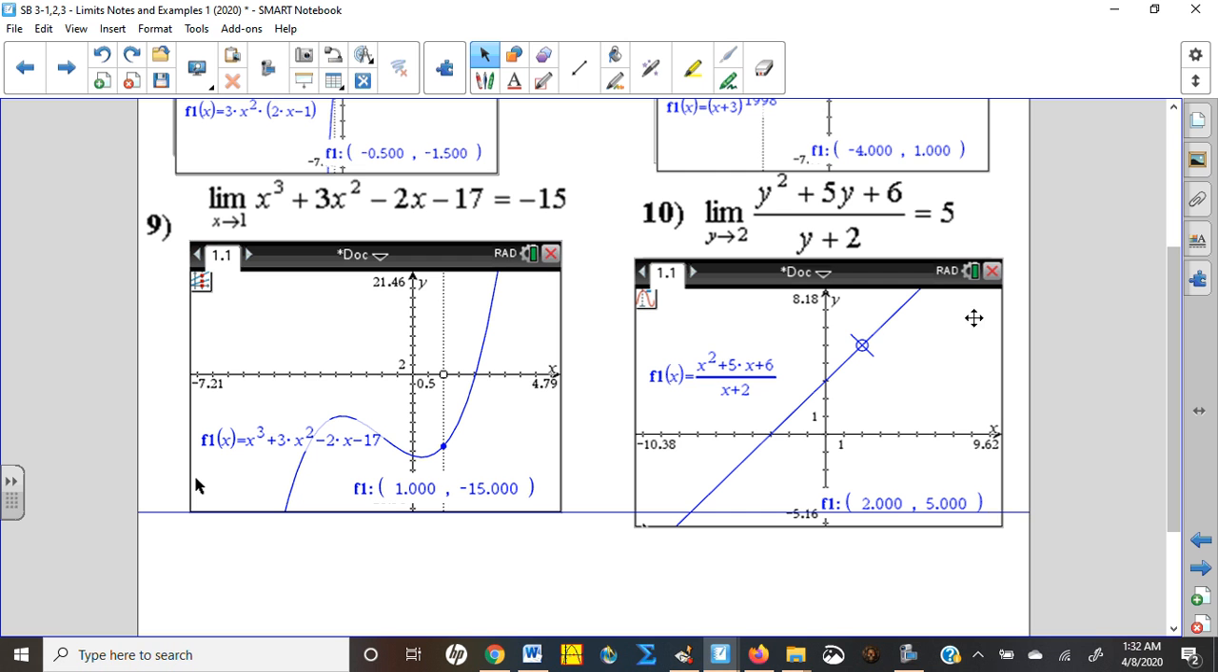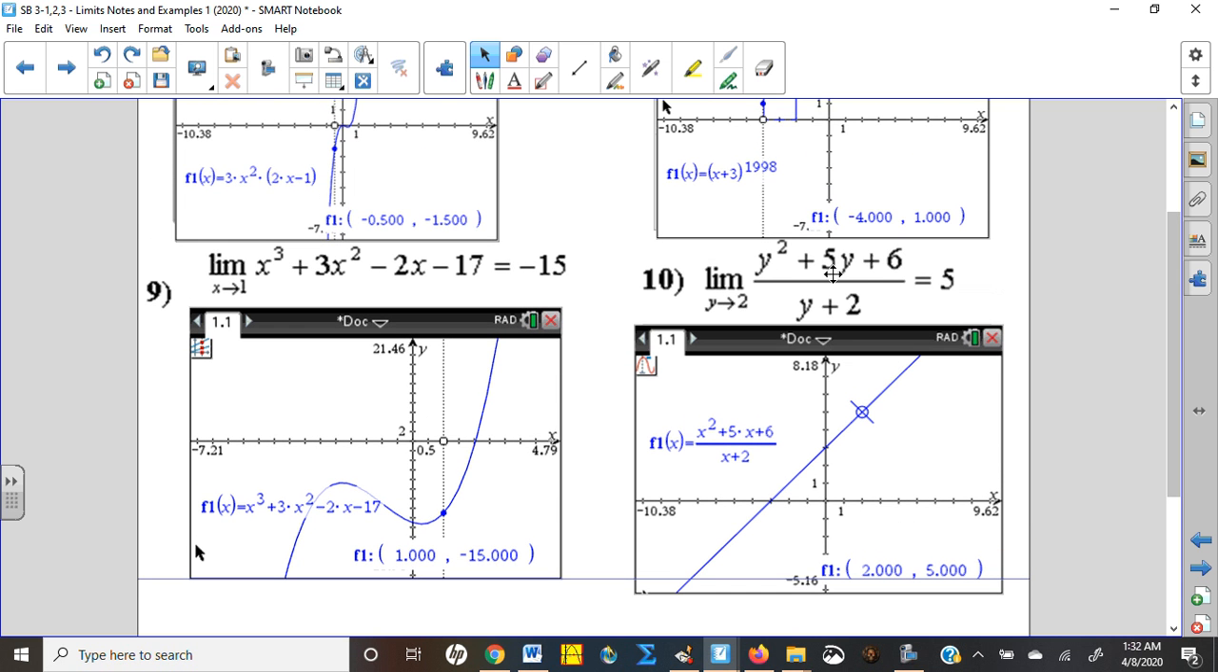The algebra confirms that. I would get 5 squared, root of 25 plus 25 plus 6 is 56 over 7. 56 divided by 7 is 8. Okay, so 8. 1, 2, 3, 4, 5. I wonder why my graph has 5. Oh, yeah, I must have done the math wrong.